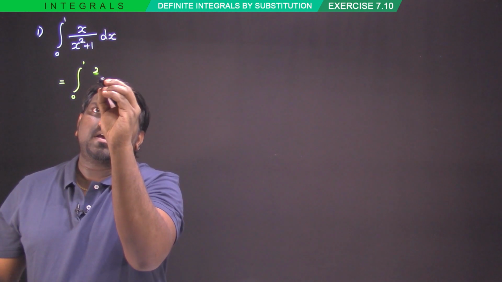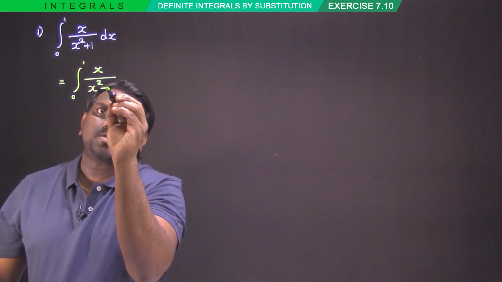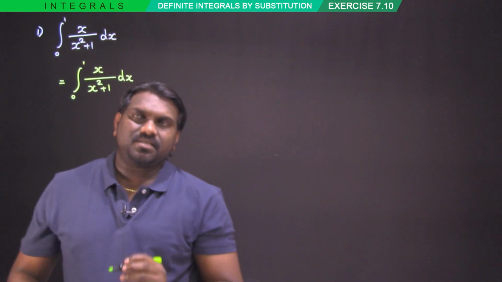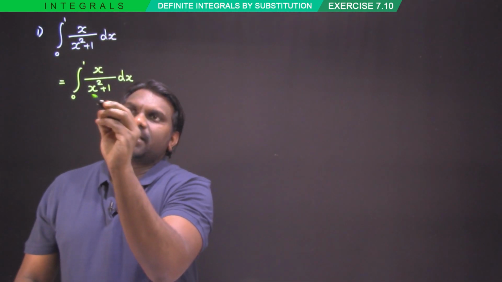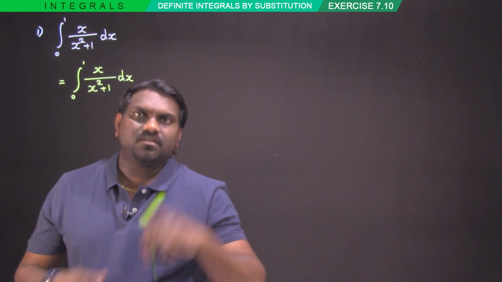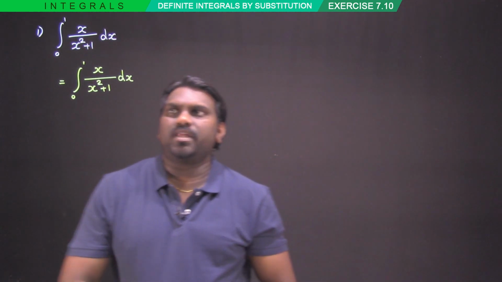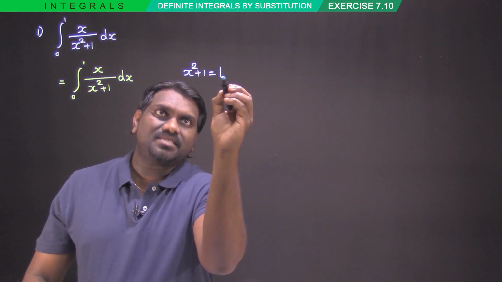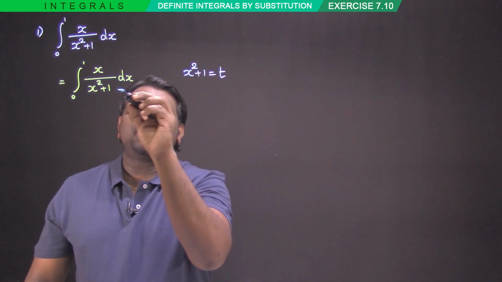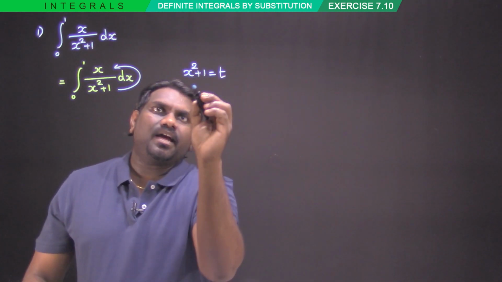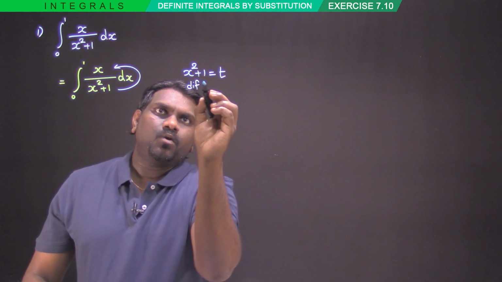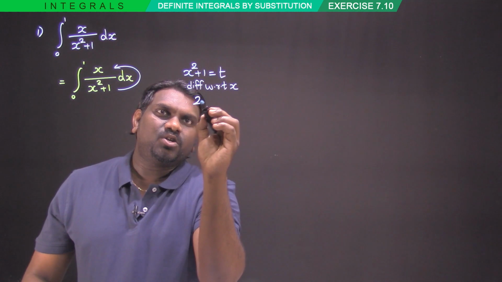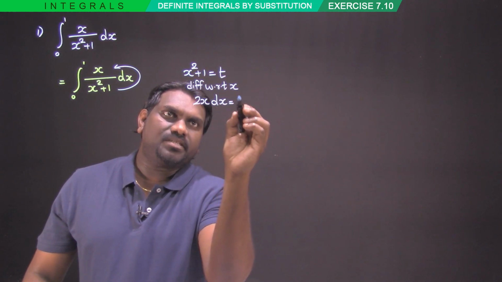So I'm gonna write the question again: integral from 0 to 1 of x by x square plus 1 dx. Okay, so when I have a question like this, I can put this as t or any such variable. Like here x square plus 1, if I'm taking it as t, then when you differentiate with respect to x, what I will be getting is 2x dx is equal to dt.